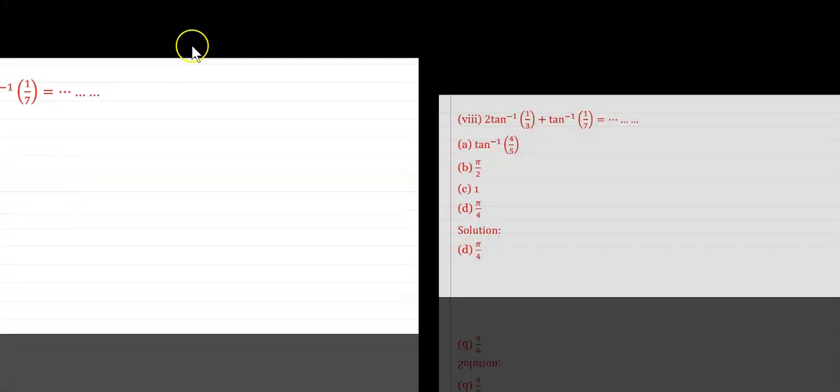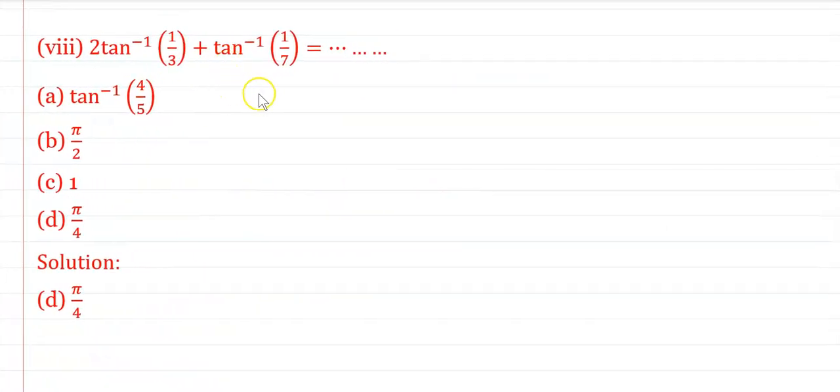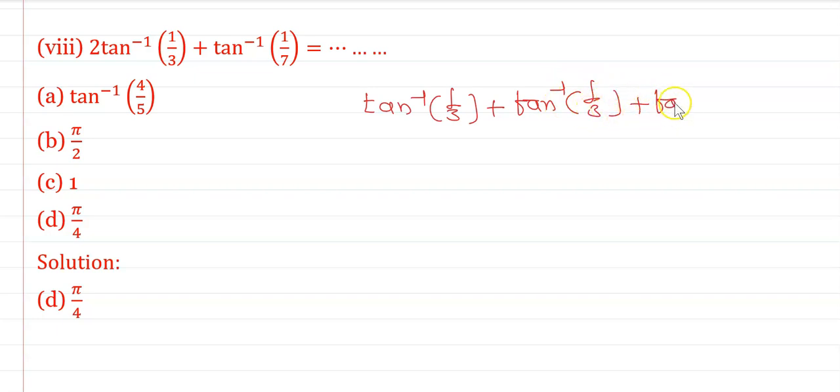2 times tan inverse of 1 by 3 plus tan inverse of minus 1 by 7. Which option is the correct one? Now at this place we will write 2 times tan inverse of 1 by 3 as tan inverse of 1 by 3 first, plus tan inverse of 1 by 3, and plus tan inverse of 1 upon 7.